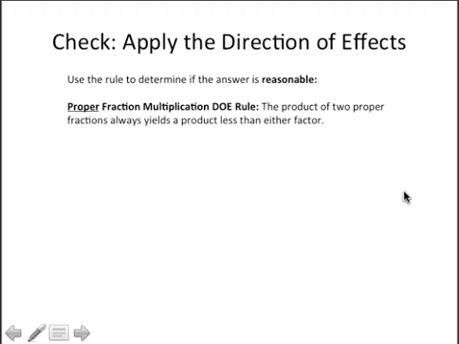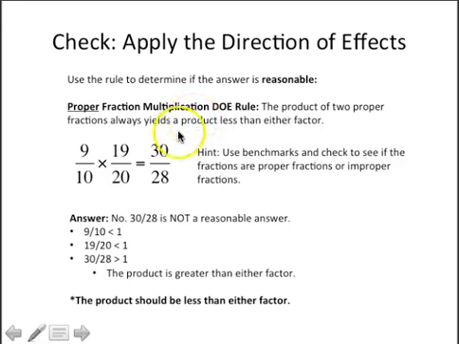Okay, let's check your work. So, 30/28 is not a reasonable answer. Okay, our first term, our factor, is a little less than 1. Our second term is a little less than 1. And our product here is actually greater than 1. This is a larger number than either factor, which means it violates the rule. The product should be less than either factor. So this is not a reasonable answer.